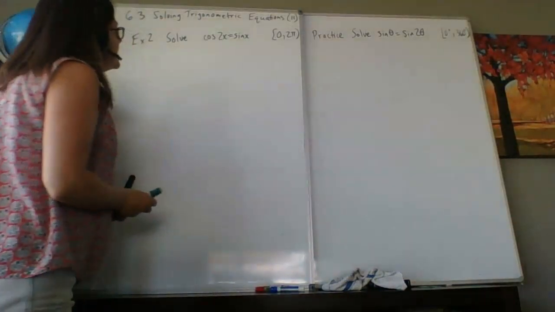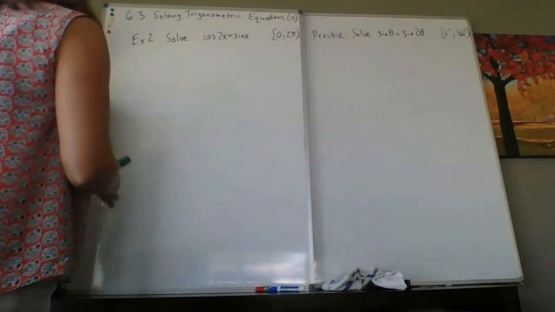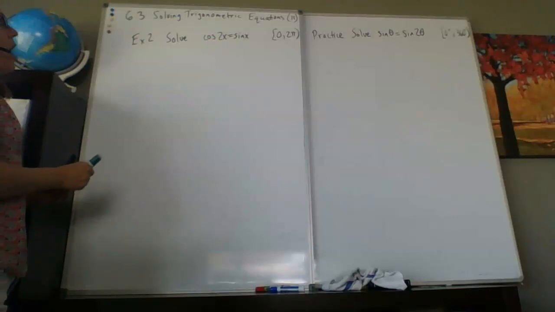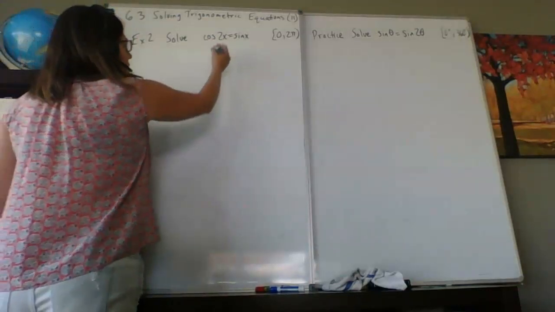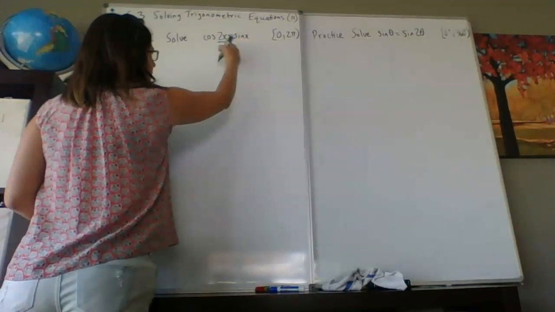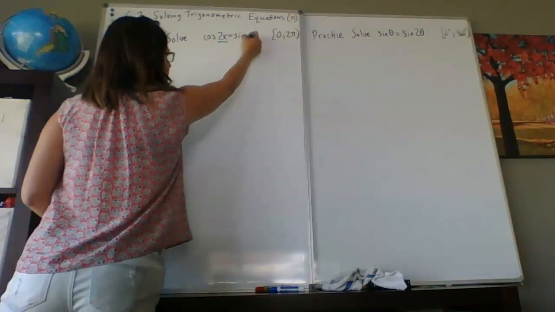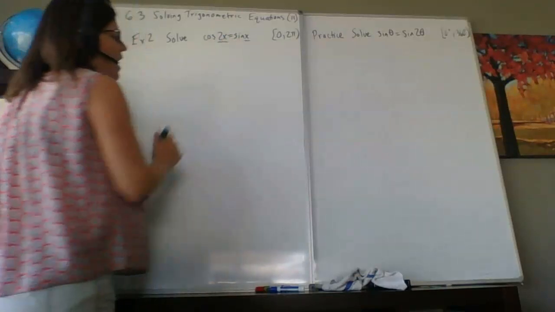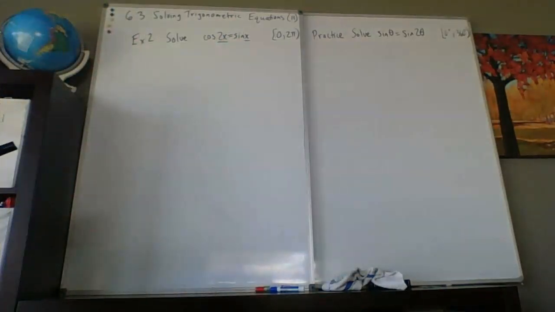So this is a different situation than we saw in example 1 because we now have two trig functions and the inputs are different. Here we have a cosine of 2x, and here we have a sine of x. So the inputs are an x and a 2x, and that makes it very difficult to solve unless there's a way we can get it into just one input. And what do you know? We have our double angle identities for cosine.